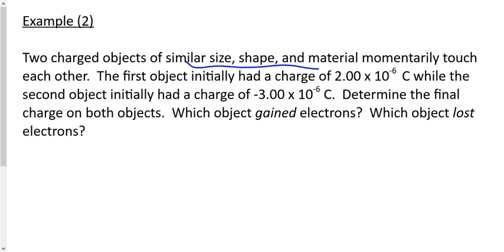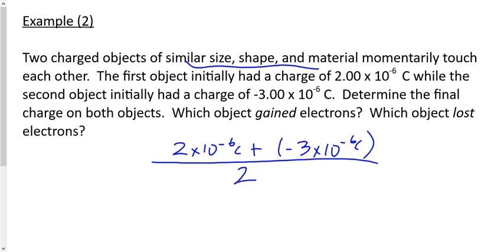They're going to try to balance. They're going to equal each other out. So we're going to say that 2 times 10 to the minus 6 and negative 3 times 10 to the minus 6 will balance out to be what? 5 times 10 to the minus 7 coulombs? Or I should say negative 5 times 10 to the minus 7 coulombs? So all you do is add them up and divide by 2. You're taking the average, right?